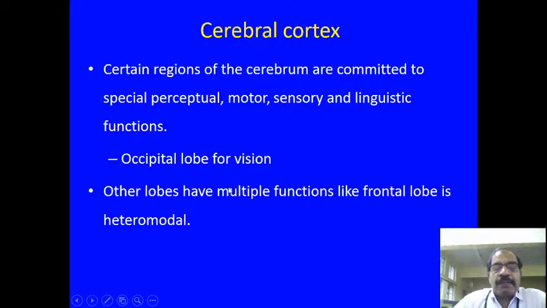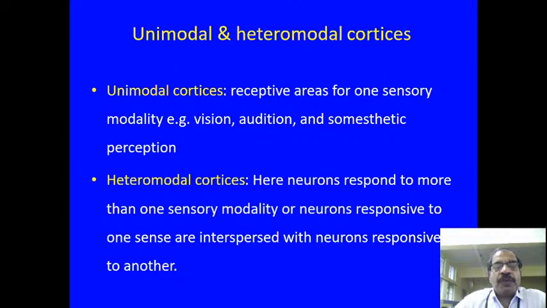So if you look at the frontal lobe, for example, it has multiple functions because it is very big in size, and because of the large size, there are different parts of the frontal lobe which serve different functions. So if you look at the functions, there are two types of cortex. One is the unimodal cortex and the other is the heteromodal cortex. Unimodal means this particular cortex receives only one type of sensory input. Like the occipital cortex, it receives only visual sensations from the eye and optic pathway. It does not receive any other sensory input.